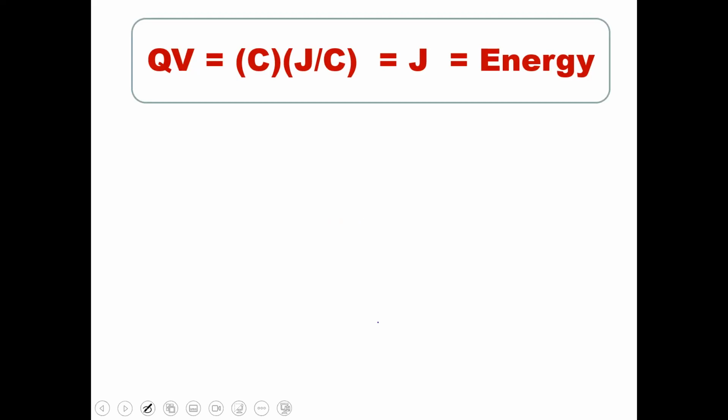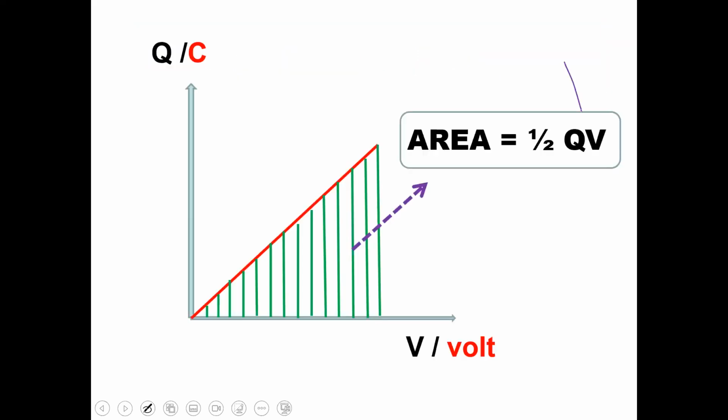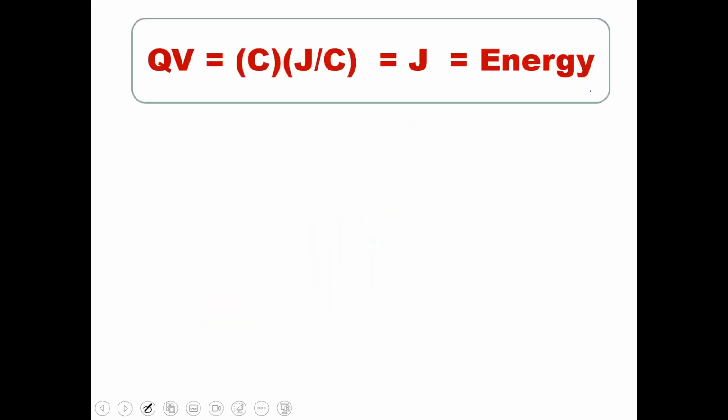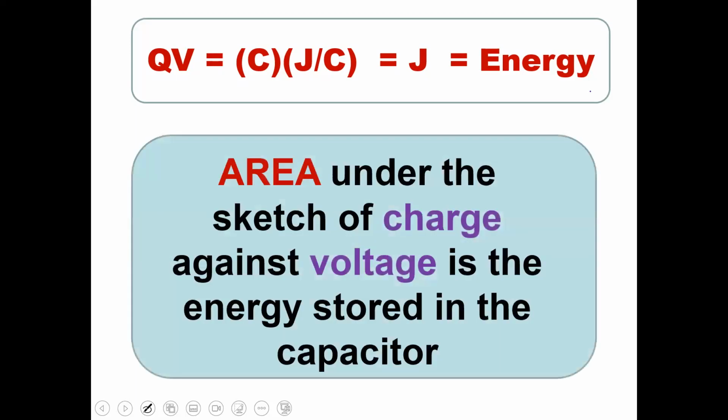Now, remember this Q into V. ये formula जो है, this is a very important formula, but somehow it's very unknown for many people. Charge into voltage. When you translate it in terms of unit, joule per coulomb into coulomb, it becomes joule. So it means area under the sketch of charge against voltage is the energy stored in the capacitor.